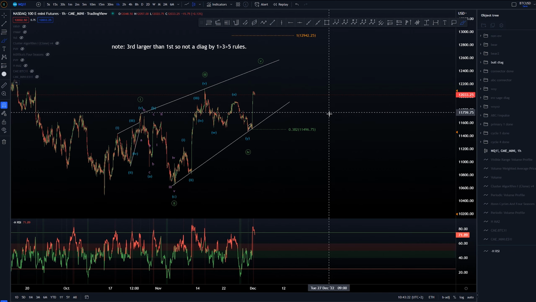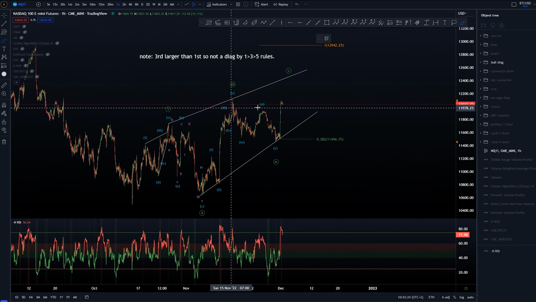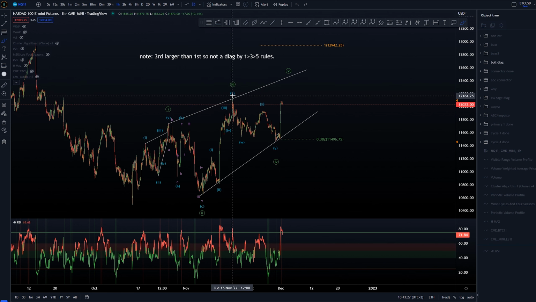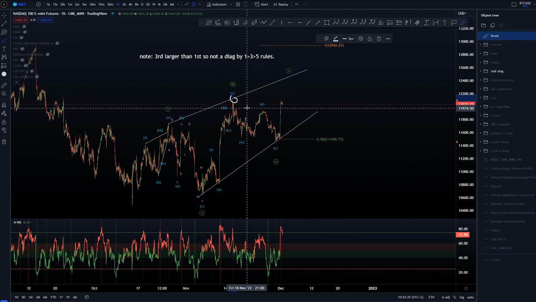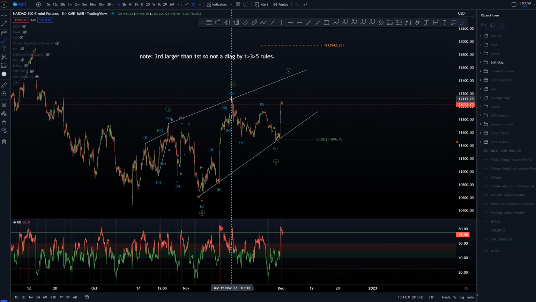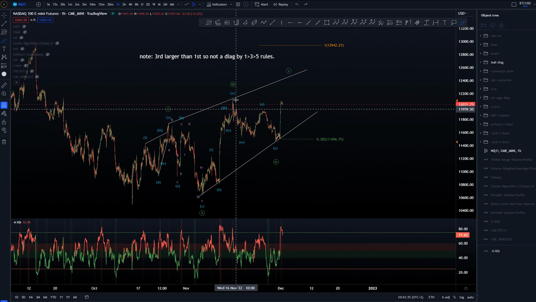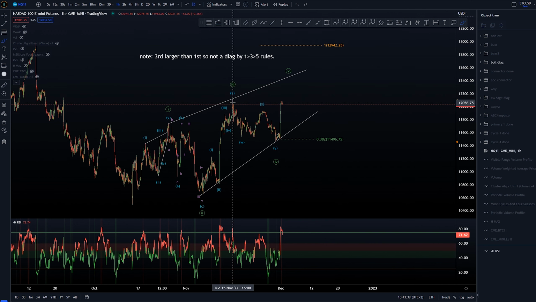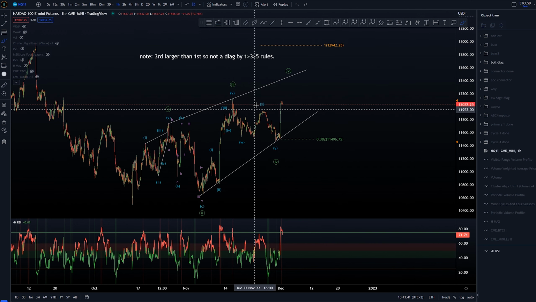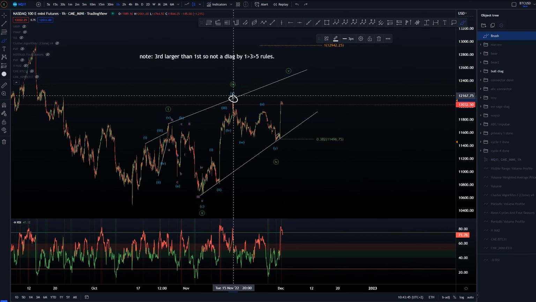Now on this one, where I do expect the price to go is taking out this high. If it does not take out this high, then I don't really validate any kind of diagonal. I don't allow diagonals to have a truncation. It does not really make too much sense to me if they don't. So this is the first hurdle to get through.